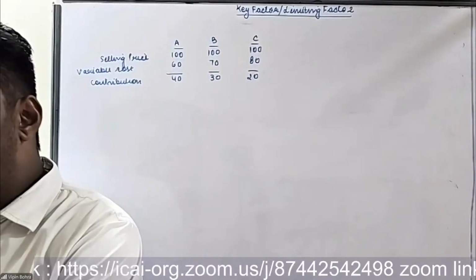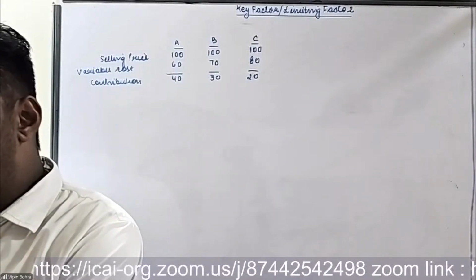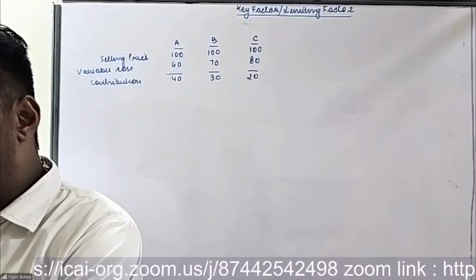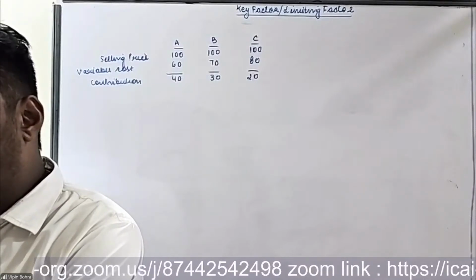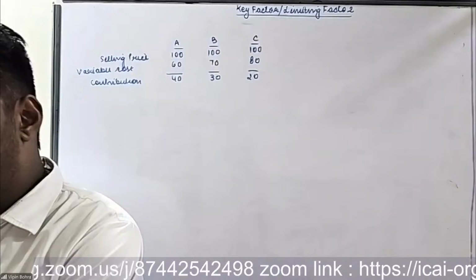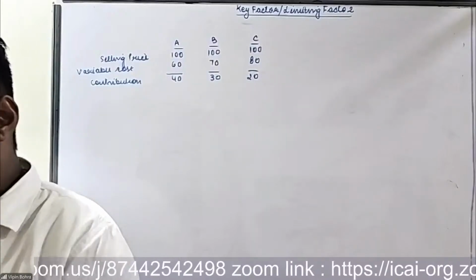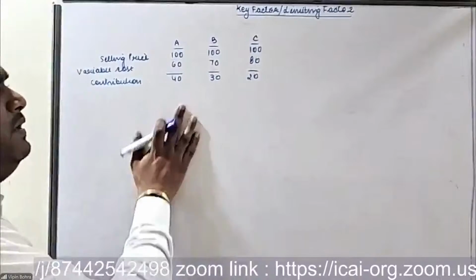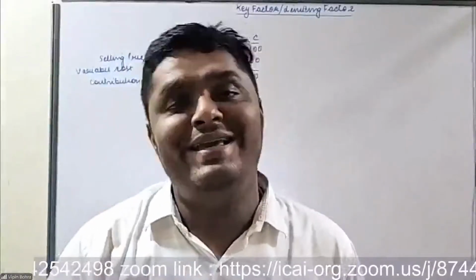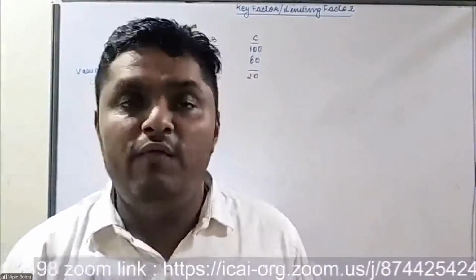Which product is more profitable? Okay, I've got answers from Preeti and Kiran. So herein, in this scenario, it is profitable to manufacture and sell product A because we are getting the highest amount of contribution, and further the contribution, the PV ratio, is highest.